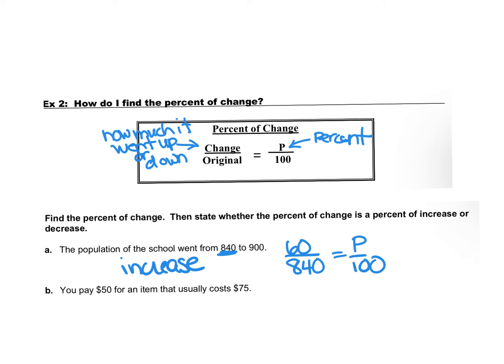And I will end up with a decimal. I have 7.14, and it went on further, but we'll just round this to 7.14%. And again, that is an increase.